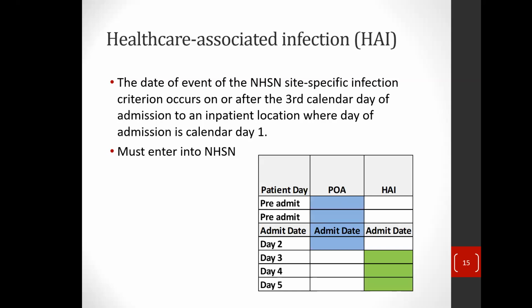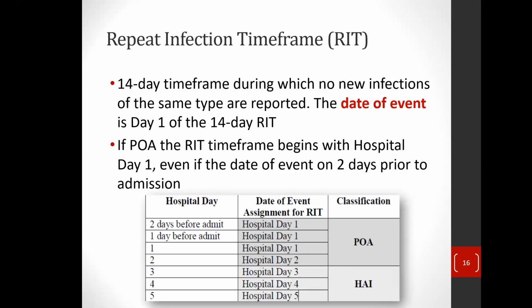So what is a healthcare associated infection then? A healthcare associated infection begins after that POA period is gone by. So you can't have a healthcare associated infection when we're talking about urinary tract infections until that 3rd calendar day. So these you do want to enter into NHSN, and those are the ones that we're most concerned about because those are the things we can do something about.